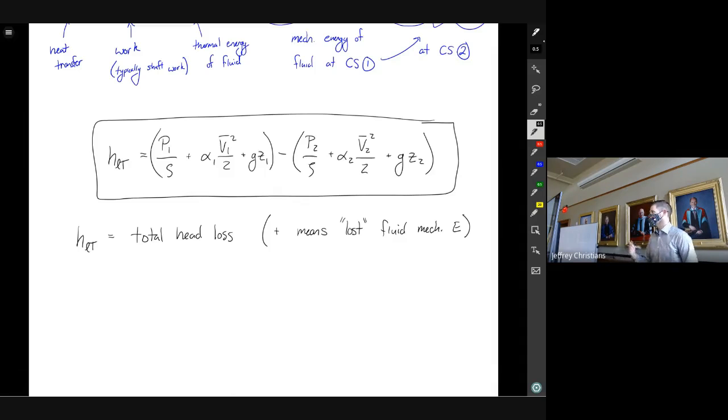So if the fluid changes temperature a little bit because of frictional heating, we can consider that as lost energy, because we can't then take that and use that to spin a turbine and get power out of it. We can't use that to pump the water up a hill or do whatever it is that we're trying to do. It's lost to us as useful energy.